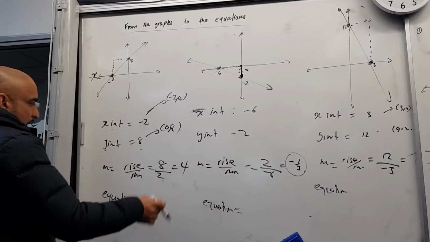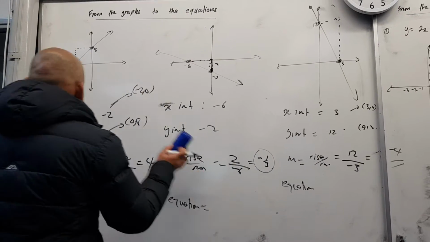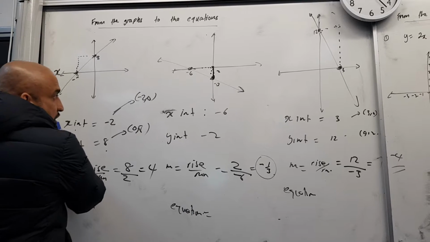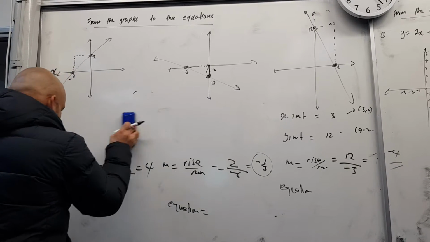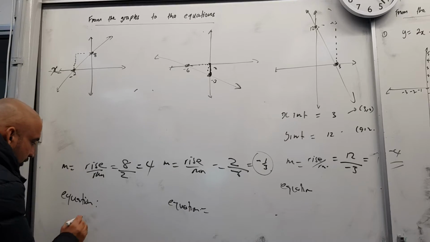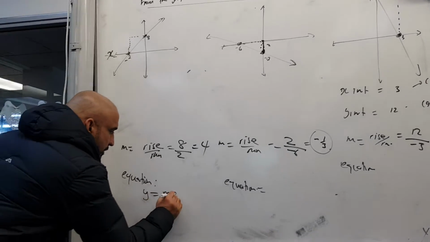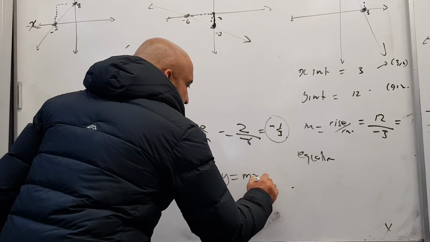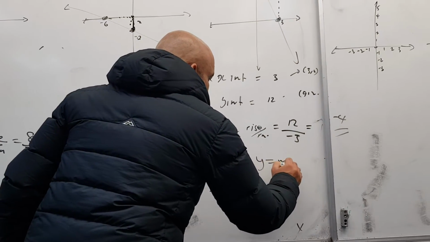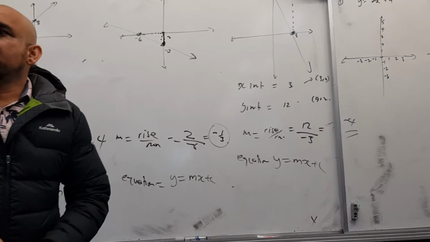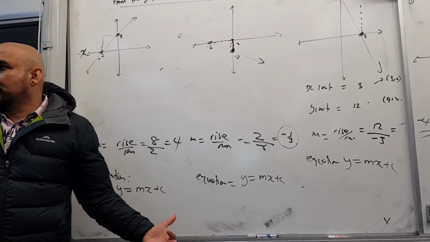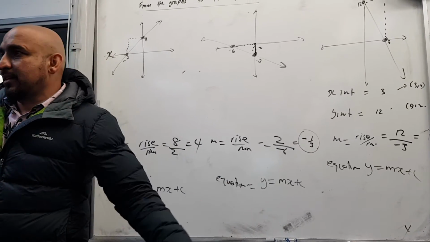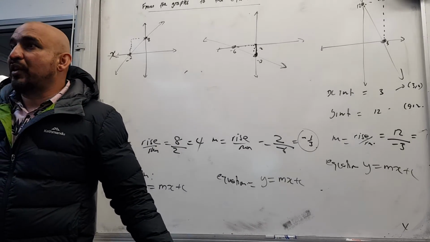So basically, these were my X-intercept, Y-intercept, gradient, and equation. How to put the equation down? y = mx + c is the general formula. This general formula will be given to you. If you watch this video, you can do that within seconds using the rise over run method.